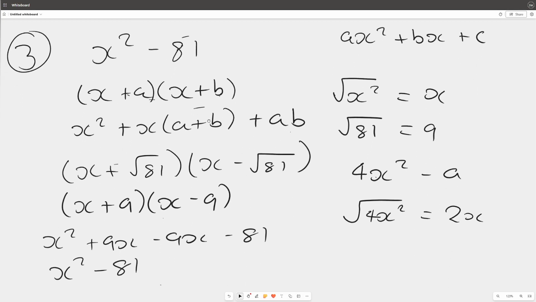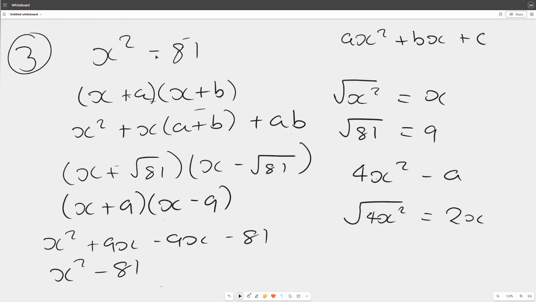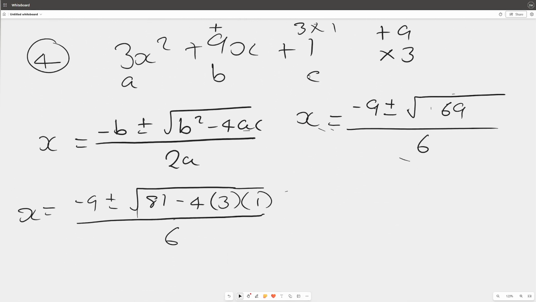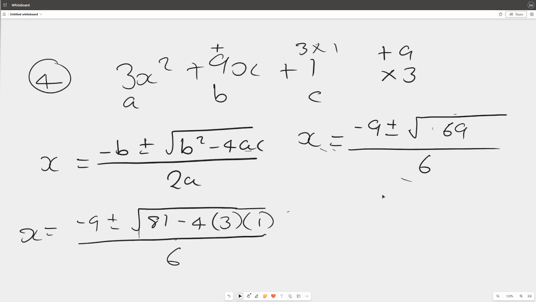The third method is our difference of 2 squares, where we have a squared term subtracting another squared term, where the answer is simply x plus the square root of that second term times by x minus the square root of the second term, 81. And then we have number 4, which is not easily factorizable, and in fact we have to use a quadratic formula to solve this expression, as we cannot easily factorize it.